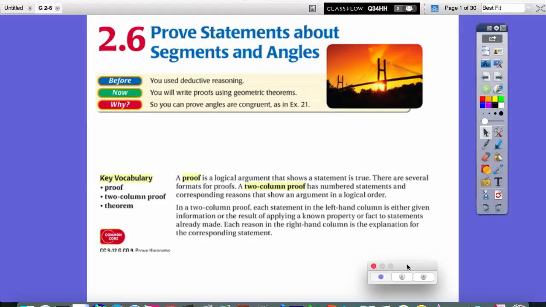2.6, Proving Statements about Segments and Angles. In this lesson, we're going to use deductive reasoning. A proof is a logical argument that shows a statement is true. There are several formats for proofs. In this class, we're going to be focusing on the two-column proof. And as I go through the lesson, it will make some sense.